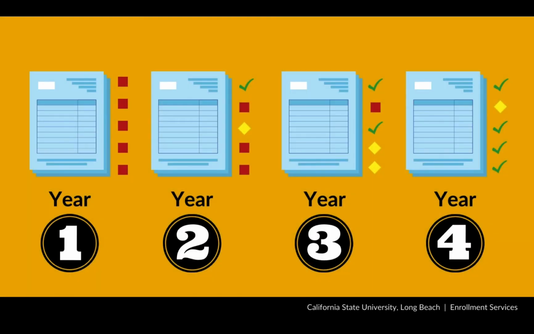Now, when you first start your journey at Cal State Long Beach, your ARR will have mostly red squares because you have many requirements to complete before graduation. As you continue to make progress towards your degree, your requirements will update from red to yellow and then to green. Again, after you enroll for your last semester, all requirements must have a green status of requirement met or yellow status of met with in-progress work in order for you to graduate.